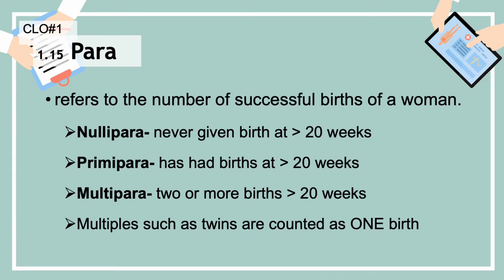Next is para. This refers to the number of successful births of a woman. So the first one is nullipara, which is the term for a woman who has never given birth or carried a pregnancy beyond 20 weeks. Next one is primipara, which has completed a pregnancy at 20 weeks or greater. And the last one is multipara, who has had 2 or more births beyond 20 weeks. And as a side note, multiples such as twins are only counted as one birth.